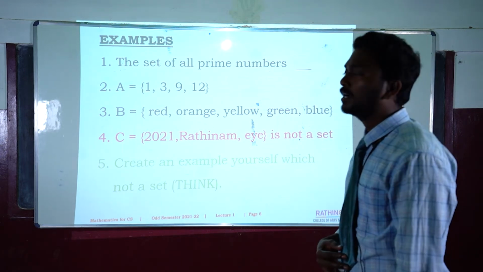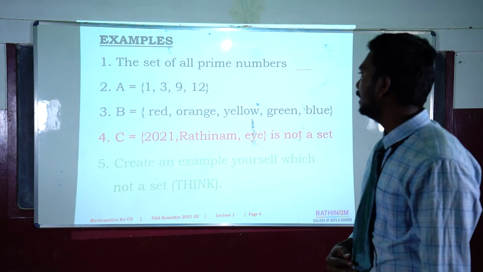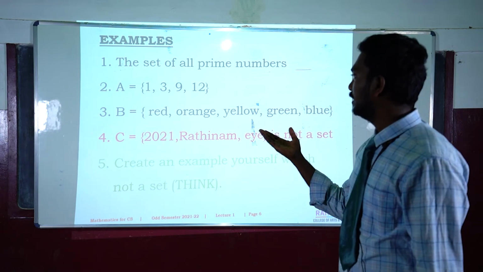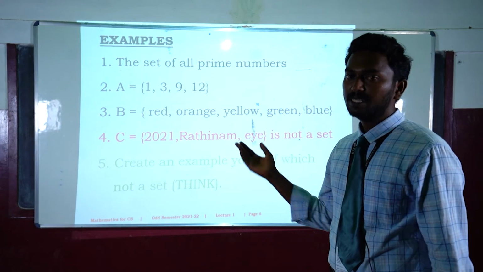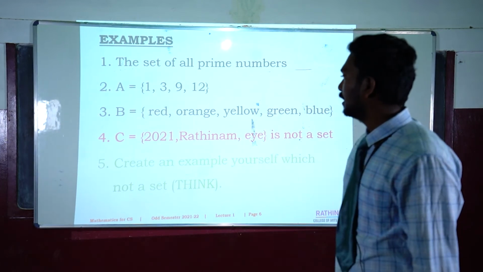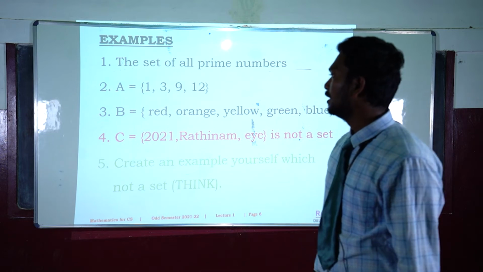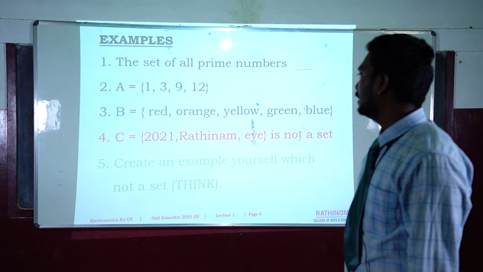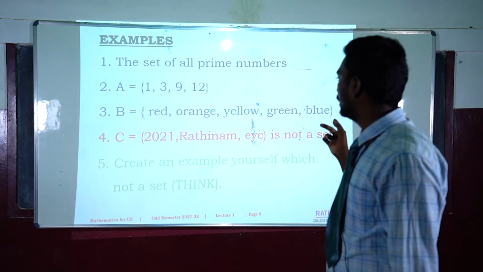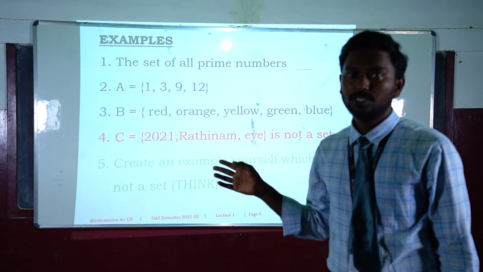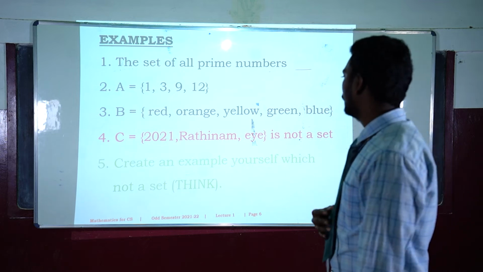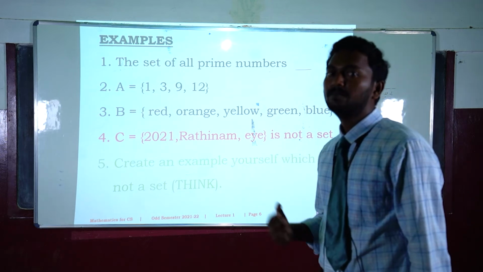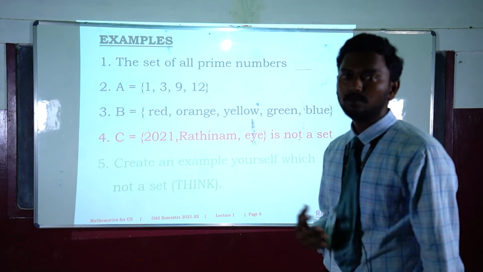This is what we have seen in the previous slide. The set of all prime numbers, and A is equal to {1, 3, 9, 12}. There is a relation: everything is a number. And the third set, what is that? B is equal to {red, orange, yellow, green, blue}. There is a relation. What is that? A collection of all colors. Okay, so there is a relation, so it forms a set. It is a well defined object also.